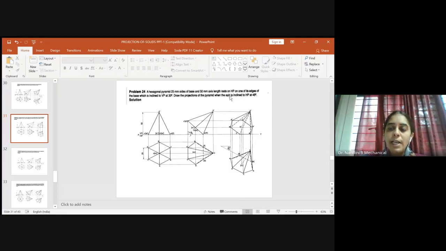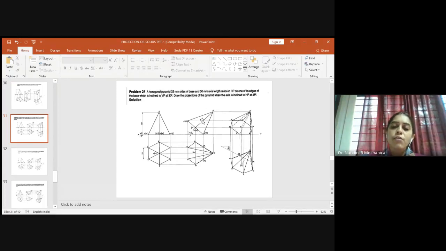Next you have to see how it has been placed. It is told that it is resting on one of its edges of the base, and the same edge of the base is inclined to VP. So VP inclination we will be focusing on in the last stage.